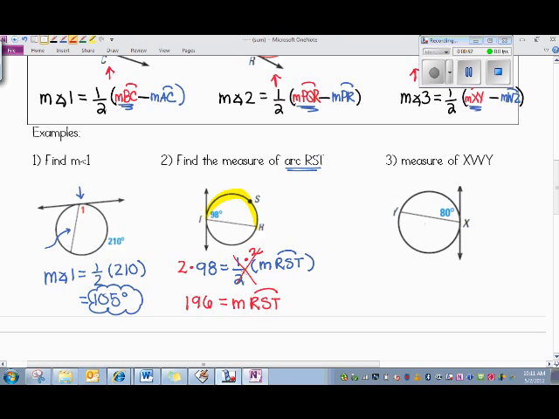Why don't you try to get the measure of arc XWY? This is a Y, and let's put the W here. Pause the video and then press play when you're ready.